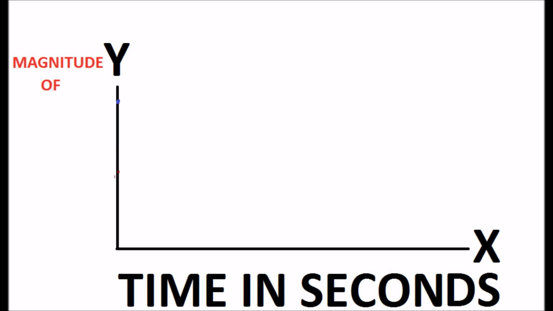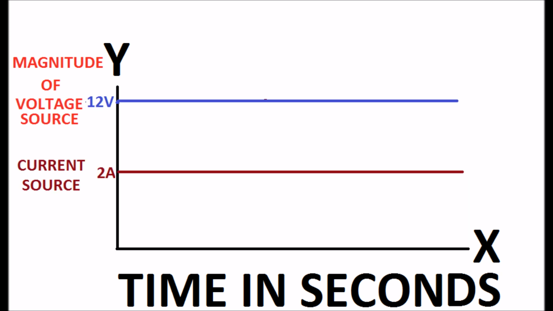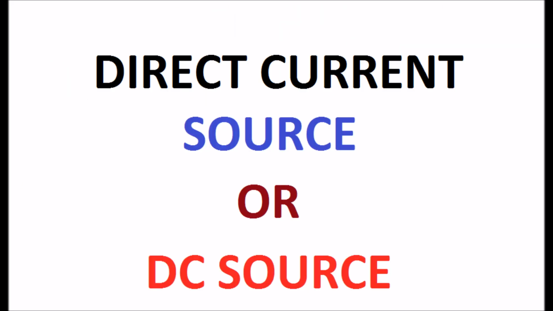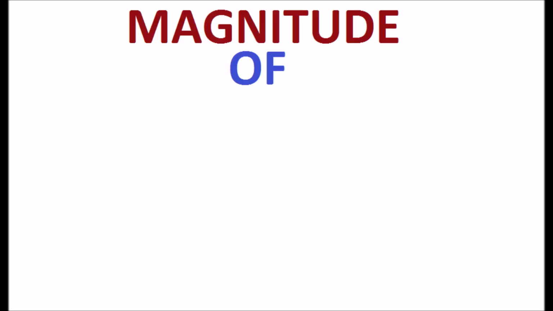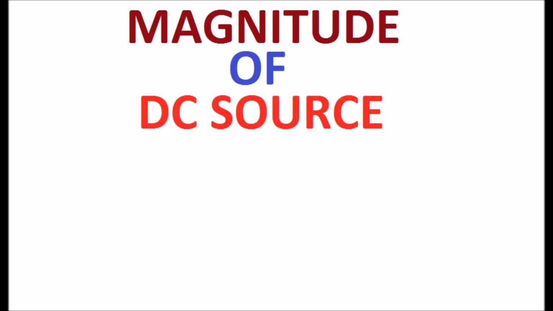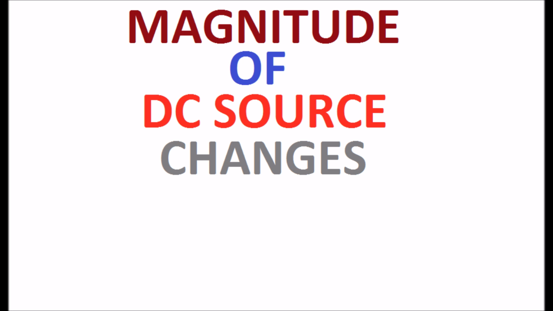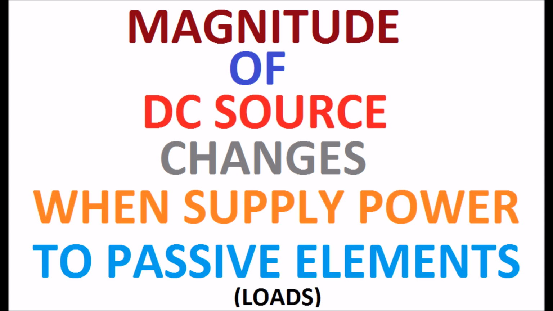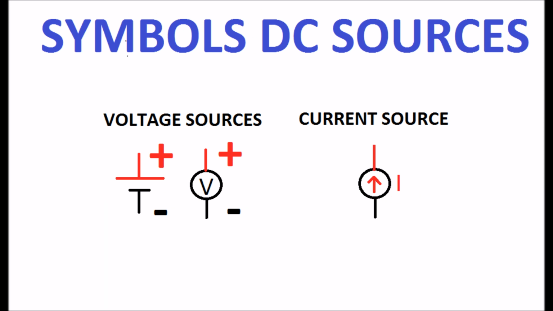If the magnitude of the voltage or current source does not change with time, then the source is called a direct current source, or in short, DC source. However, the magnitude of a DC source changes with respect to the power supplied by them to the passive elements, that is, loads. The symbols for the DC source are displayed.